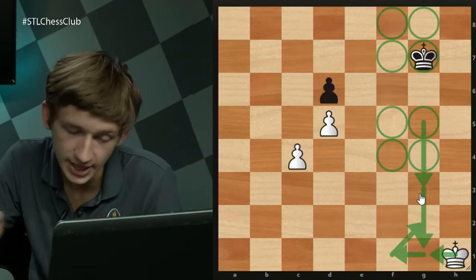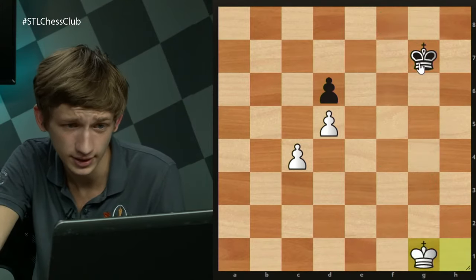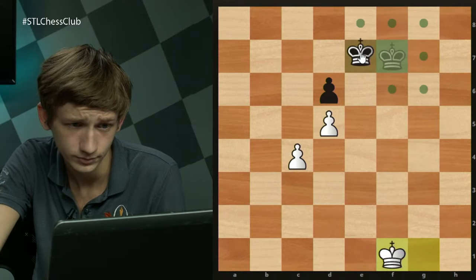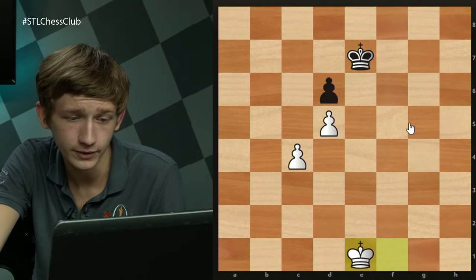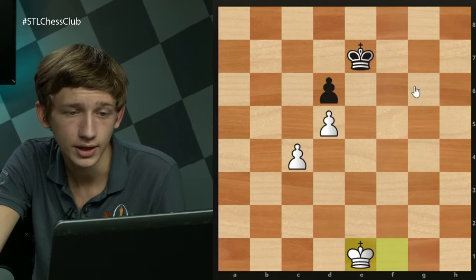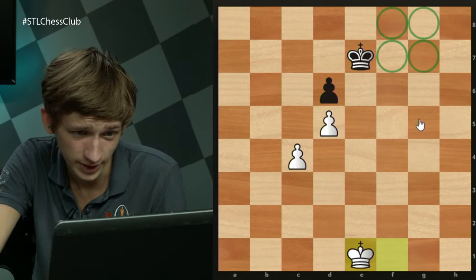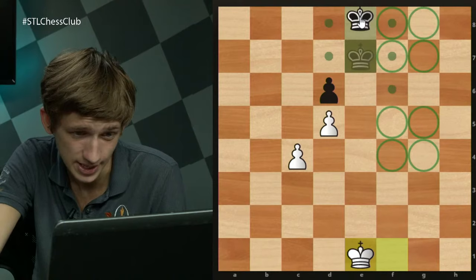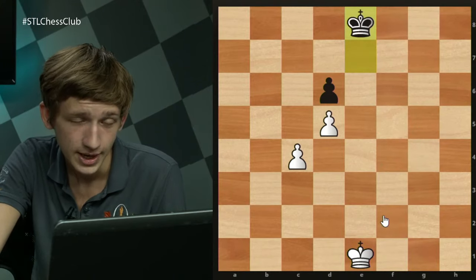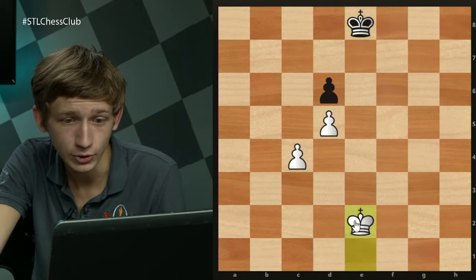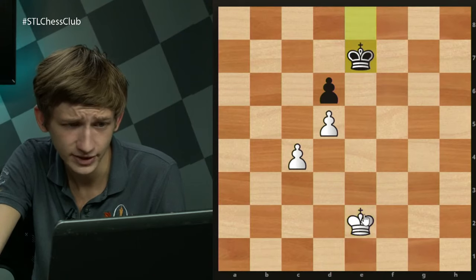Okay, does king e1 there draw? Let's find out. King e1, I believe, should draw. This one is going to be a lot less intuitive. I think king e8 is the drawing move. And the point now is if you step to e2, king e7.